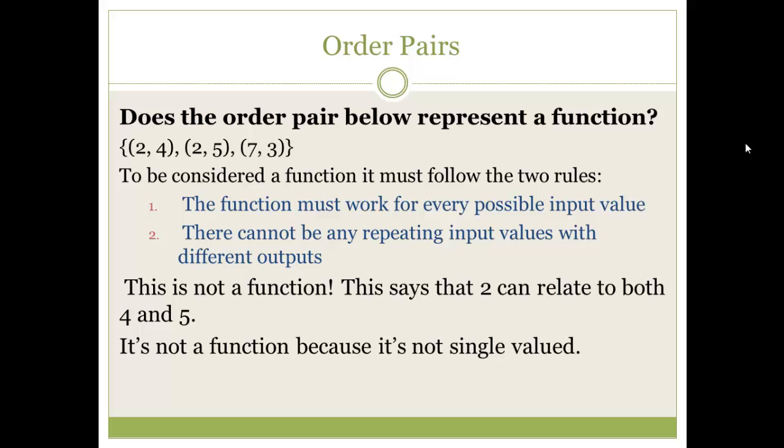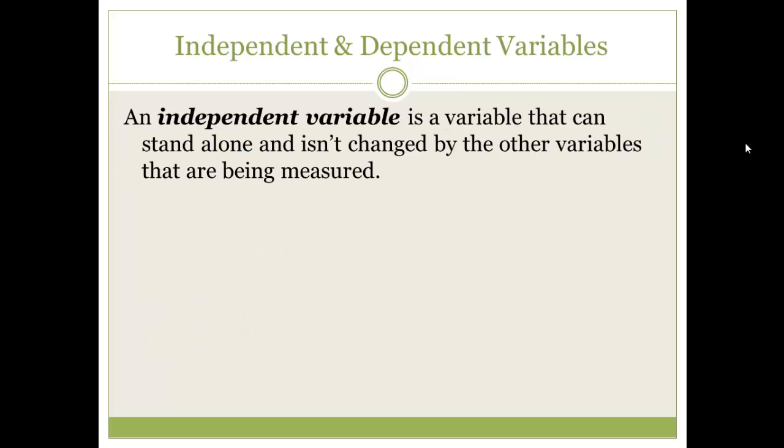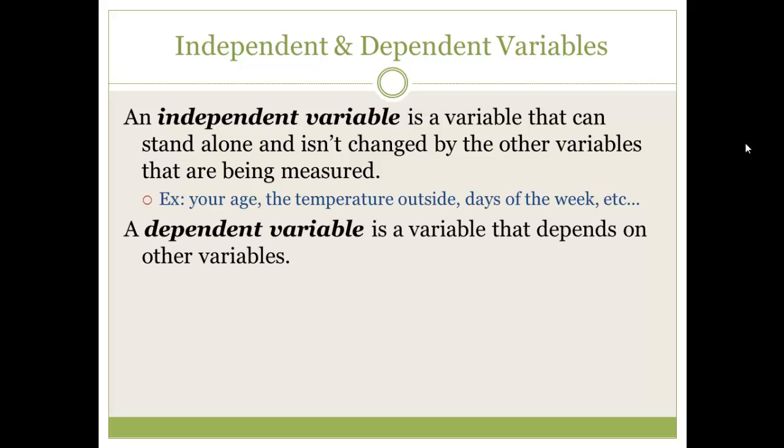An independent variable is a variable that can stand alone and isn't changed by the other variables that are being measured. A few examples of independent variables would include age, temperature outside, and days of the week. A dependent variable is a variable that depends on other variables that are being measured. This would include test scores, money earned at work, and ice cream sales.